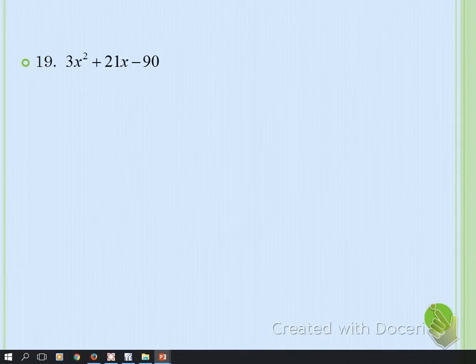Okay. Here's 19. Try it. Check your answer. GCF of 3. We get x squared plus 7x minus 30. Now I need factors of negative 30. Negative 30 and 1. 30 and negative 1. What's next? 2 and 15. So negative 15 and 2. 15 and negative 2. What's next? 10 and 3. Negative 10 and 3.